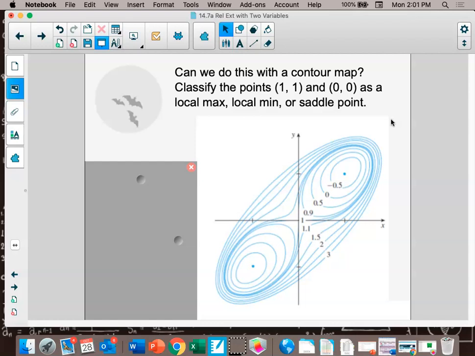All right. I don't want you to do any discriminant or determinant or D stuff. All I want you to do is look at it and think about it and talk to your groups. I'm only asking you to classify at the points 1, 1, and 0, 0. I can also ask you for -1, -1, but since those aren't labeled, let's just do 1, 1, and 0, 0. I want you to talk to each other about whether each of those points is a max, a min, or a saddle.